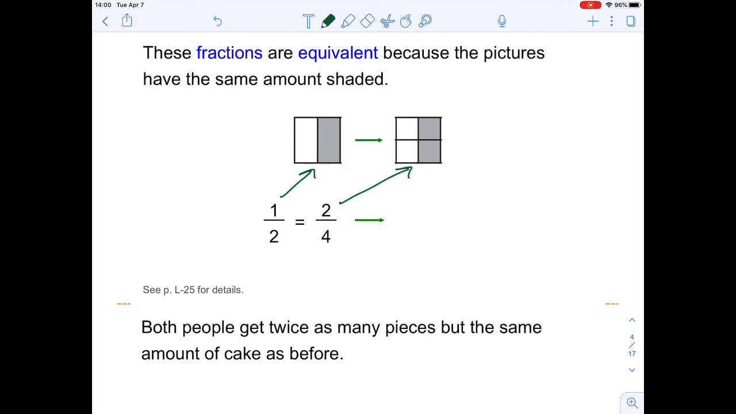Percentages work nicely with fractions. 1 out of 2, or 1/2, is 50%. And 2 out of 4, 2/4, is also 50%. So basically on your calculator, you would type in 1 divided by 2. It's always top divided by bottom, numerator divided by denominator. And then you multiply that answer by 100, and that would give you your percentage, which would be 50% in this case. Both people get twice as many pieces, but the same amount of cake. So that's the key here. Same amount of cake. Doesn't matter that they get twice as many pieces.